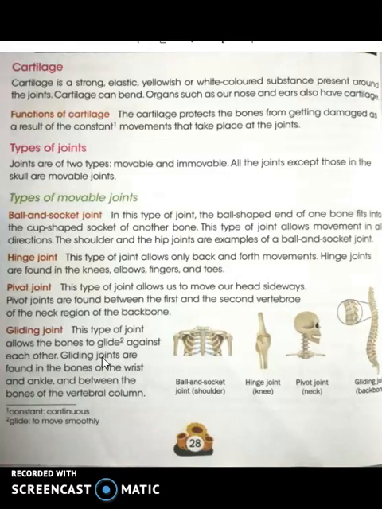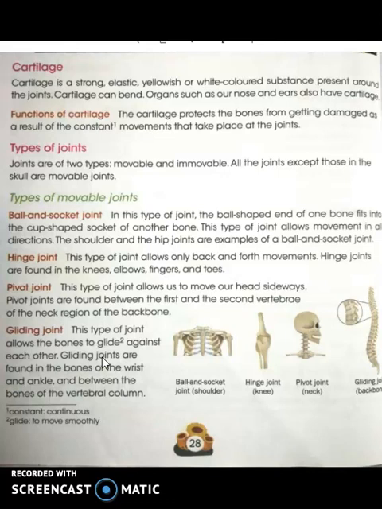Now, these movable joints are further classified into four types. First, ball and socket joint. Second, hinge joint. Third, pivot joint. Fourth, gliding joint. Let us see one by one what these joints are and what their functions are. Our first one is the ball and socket joint. In this type of joint, one end is ball shaped while the other end is cup shaped, socket type. The ball shaped end of one bone is joined with the cup shaped end of another. That is why it is called a ball and socket joint.